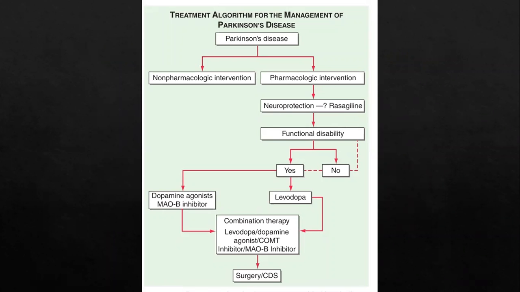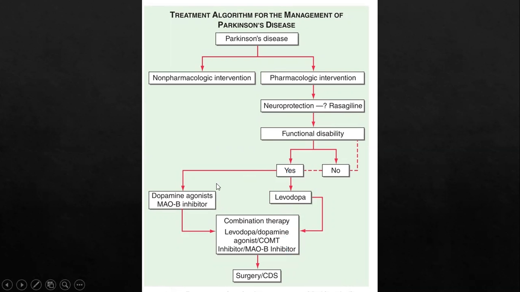So just coming to a treatment algorithm for Parkinson's disease. When we diagnose Parkinson's disease, we have to give the patient some non-pharmacological intervention like exercise or other supportive management. For pharmacological intervention, when we need it, we usually start with neuroprotective agents like rasagiline, but it is not very much proven. When there is a prominent functional disability and motor symptoms are disturbing, we have to start the patient on levodopa. Levodopa is better started as combination therapy, levodopa plus carbidopa, or levodopa and the dopamine agonist, COMT inhibitor, or MAO-B inhibitors.